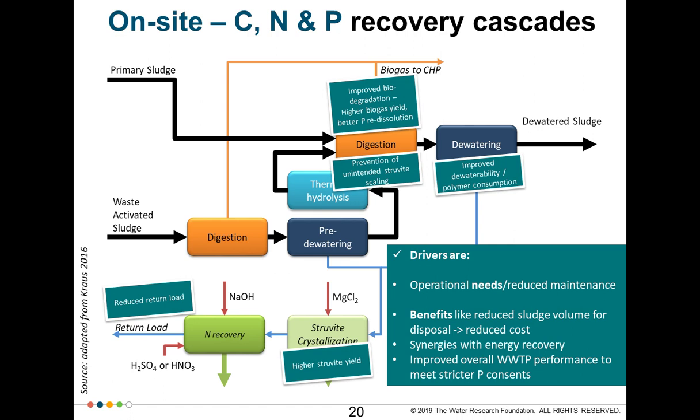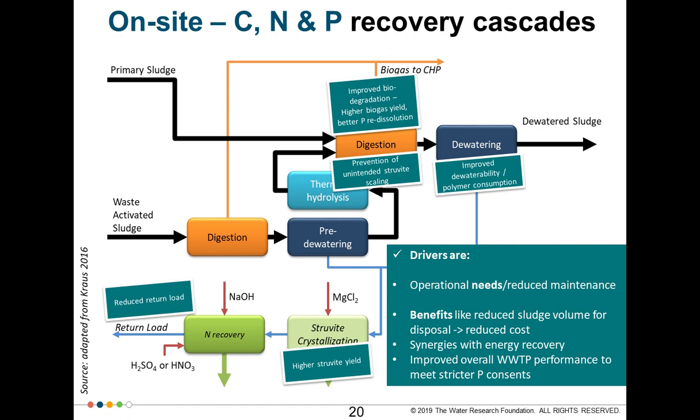And since you have to lift the pH already to recover struvite, the way to ammonia stripping is no longer too far, so you just have to add some caustic. And if you have a problem with your ammonia return load, then of course it would make sense also to strip the ammonia or to recover the ammonia in a different way instead of just blowing it back into the air. So then you have the so-called C, N, and P recovery cascade.